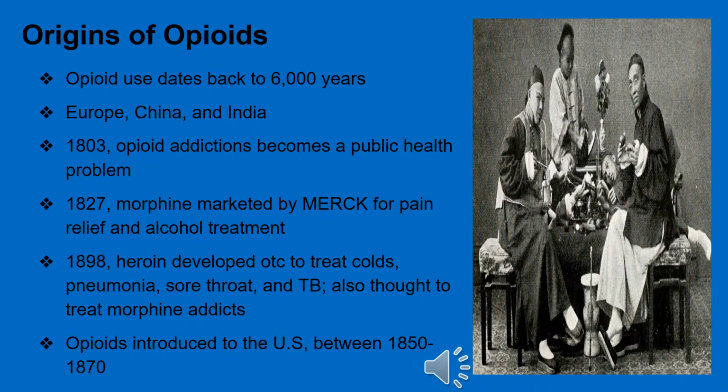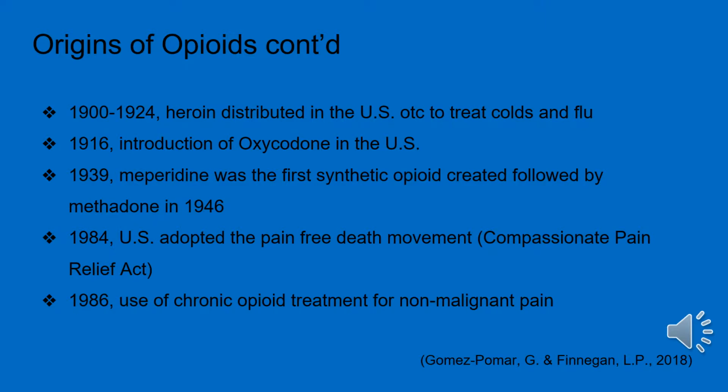Opioids were introduced in the U.S. between 1850 and 1870. Between 1900 and 1924, heroin was distributed in the United States over the counter to treat colds and flu. In 1916, oxycodone was introduced, and in 1939, meperidine was the first synthetic opioid created, followed by methadone in 1946. In 1984, the U.S. adopted the Pain-Free Death Movement, which is known as the Compassionate Pain Relief Act. And in 1986, use of chronic opioid treatment for non-malignant pain was established.